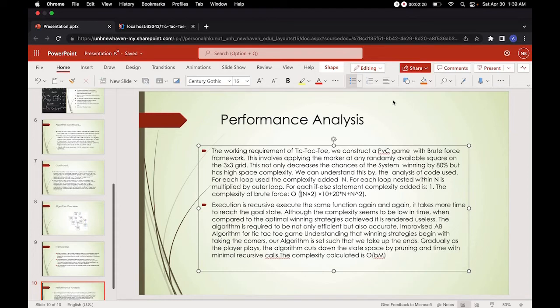So the improvised alpha beta pruning algorithm for the tic-tac-toe game understands that winning strategies begin with taking the corners. Our algorithm is set such that we take up the ends. If we cut down the state space by pruning and eliminating all other options, we can reduce the time complexity to big O of bm, which is way less than big O of n square, around 80% less than the brute force solutions, and we can reduce the computational power of our algorithm.